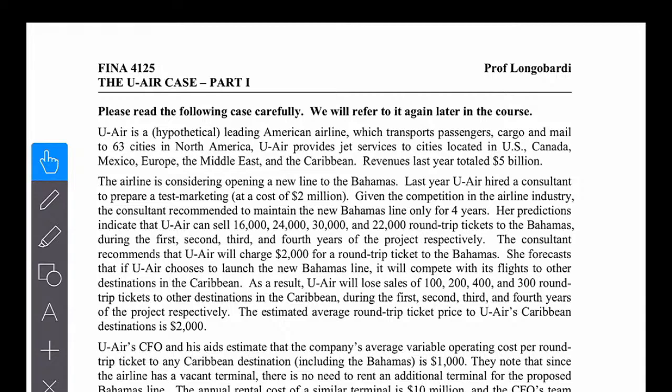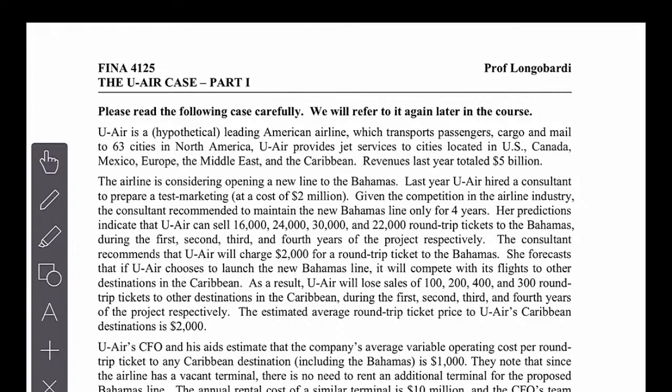Okay, so capital budgeting. So we begin. Here's the case. I'm going to present it now this week, and we're going to use it and answer a couple of questions referring to it, and then next week we're going to reintroduce it and ask other questions. So you're going to see this a lot.